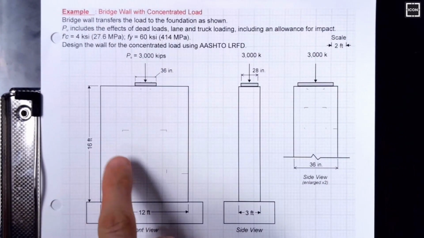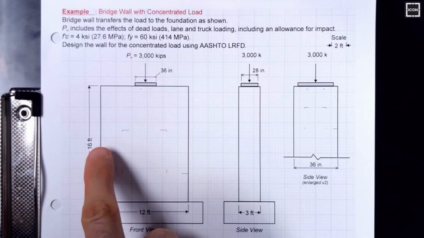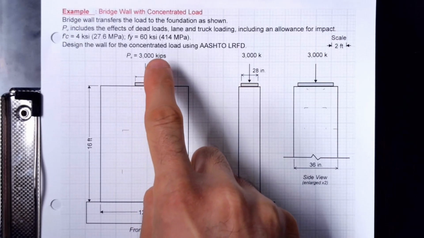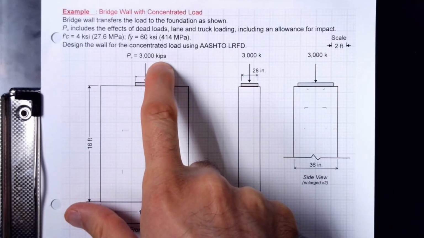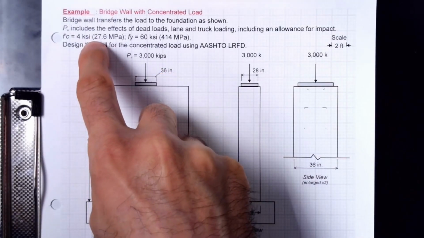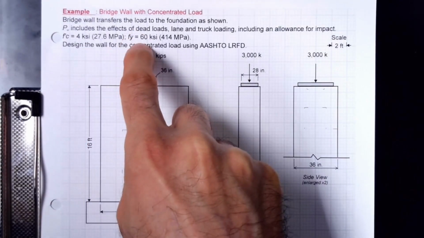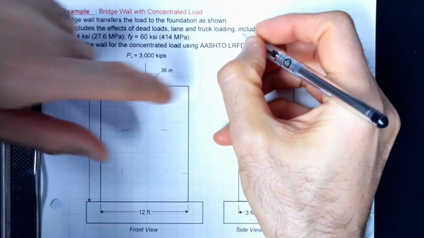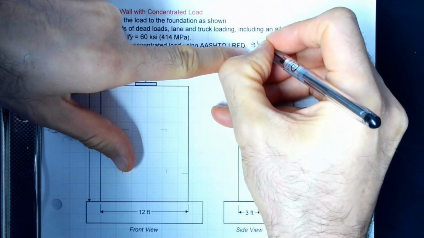What I'm going to be solving today is a wall. It's 16 feet tall, 3 feet wide. So I'm showing you both front as well as side view. Very significant load applied, which is 3000 kips. There is a bearing plate with dimensions given. Concrete strength 4 KSI, FY, again regular strength reinforcing steel. We are going to be doing the reinforcement design based on AASHTO LRFD 9th edition.